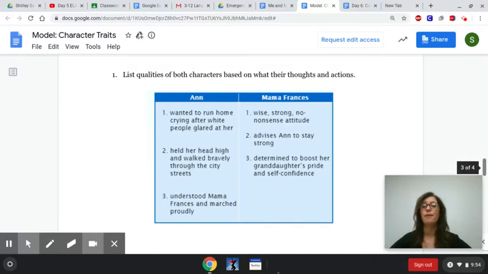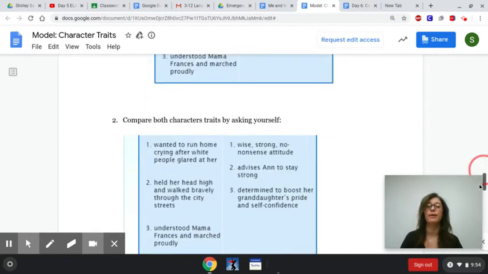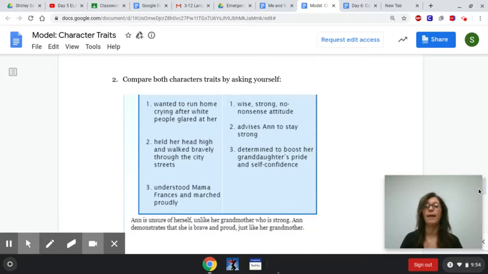Now I did the same for Mama Frances. I wrote for number 1, Mama Frances' wise, strong, no-nonsense attitude. Number 2, she advised Anne to stay strong. And number 3, she was determined to boost her granddaughter's pride and self-confidence. Now, step number 2, I'm going to take a look at my list and I'm going to ask myself 2 questions. How are the characters alike and how are the characters different?